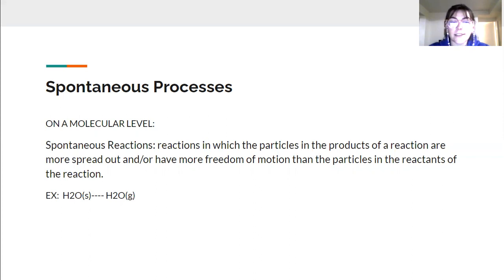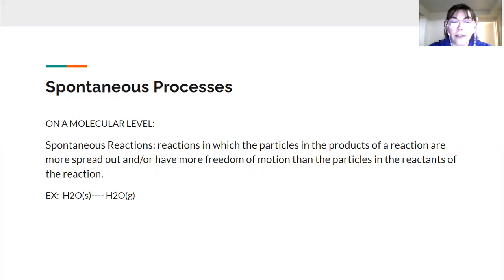We know that solid water's particles are tightly packed together and do not have much freedom of motion. And we know that water vapor's particles have a lot of freedom of motion because they're very spread out. So if we have a reaction going from solid water to water vapor, that means that we are increasing our freedom of motion for the particles, which means that that reaction is spontaneous.